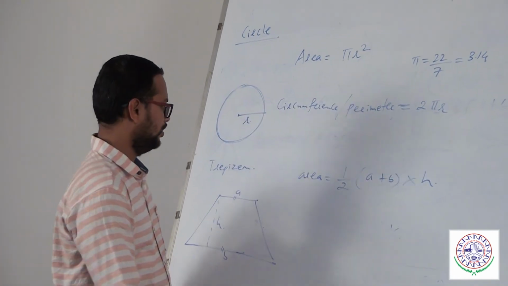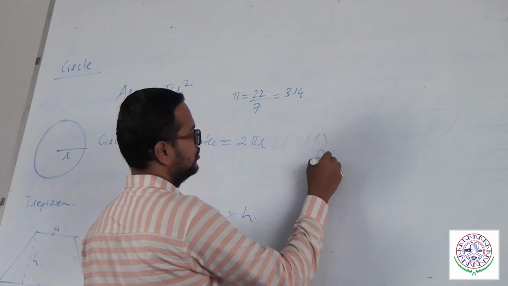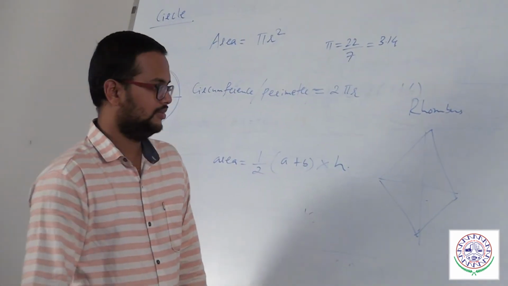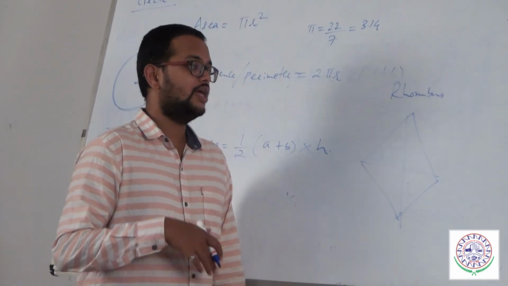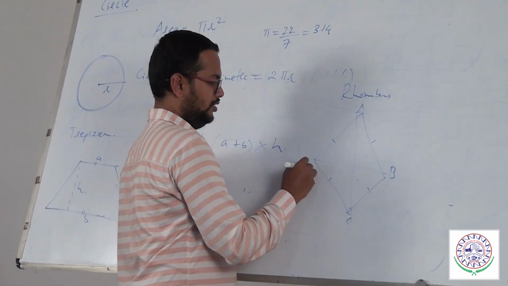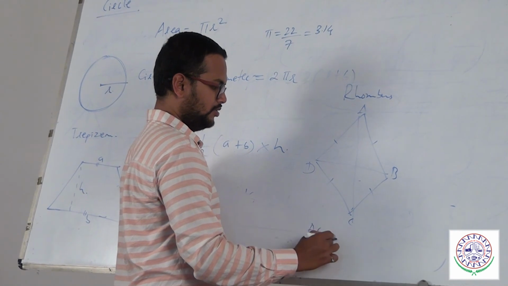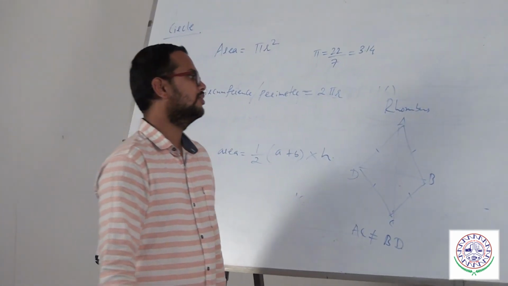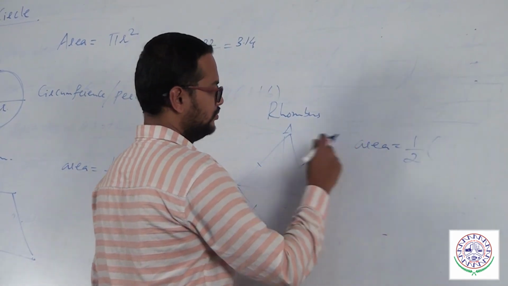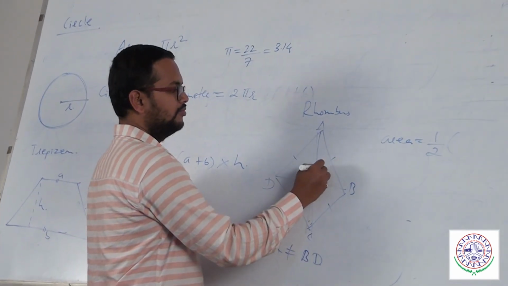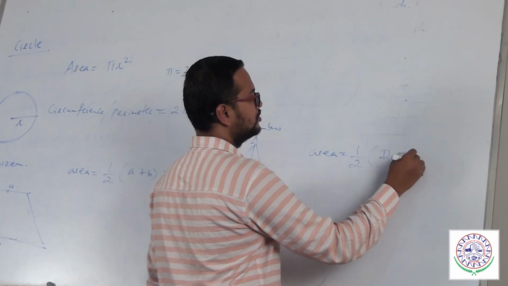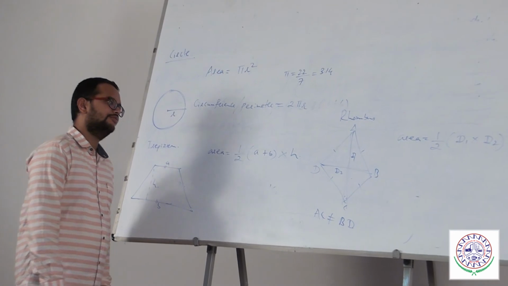Will give you the area of a trapezium. Similarly, the rhombus. A rhombus is generally like a square, but the diagonals are not equal. In a square, sides are equal and diagonals are also equal. But here sides are equal but the diagonals are not equal. So diagonal AC is not equal to diagonal BD, and at that time it is termed a rhombus. To calculate the area, it is half into the product of the diagonals, D1 into D2. This will give you the area of a rhombus.